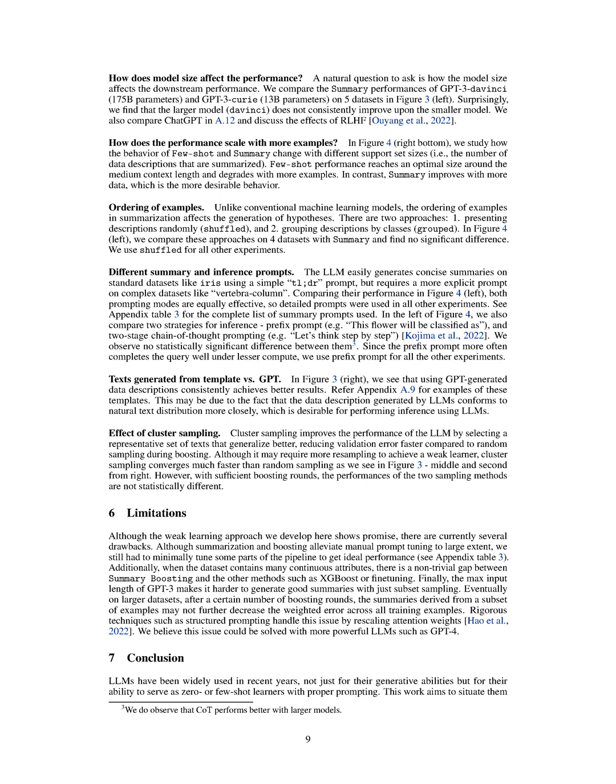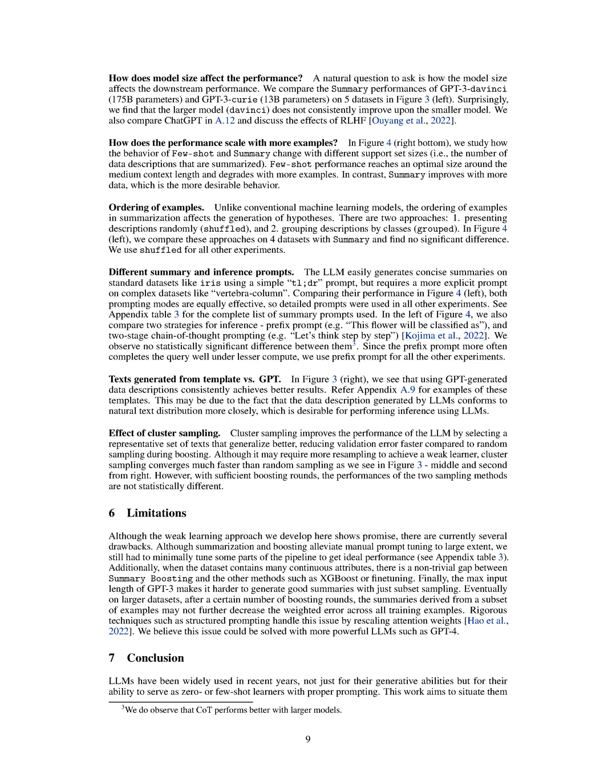Finally, we observed the impact of cluster sampling on the performance of the machine learning model. Cluster sampling is a method where we select a representative set of texts that can generalize better. This method reduced validation errors more quickly than random sampling during the learning process. Although it might require more rounds of sampling to create an effective learner, cluster sampling tends to converge faster than random sampling. However, if given enough rounds, the performances of both these sampling methods don't show a significant difference.